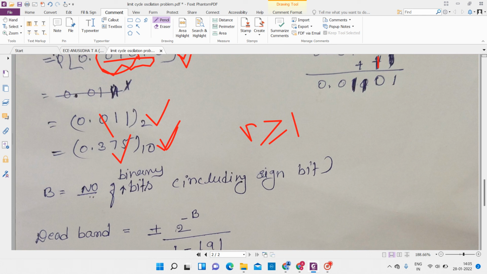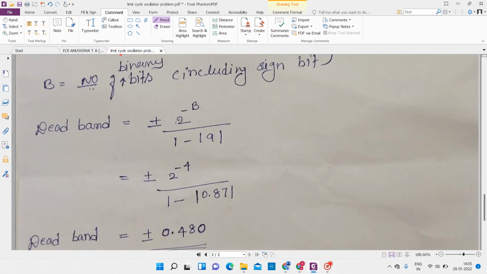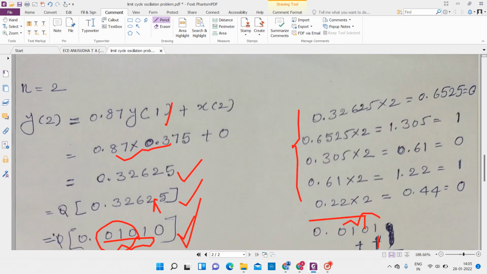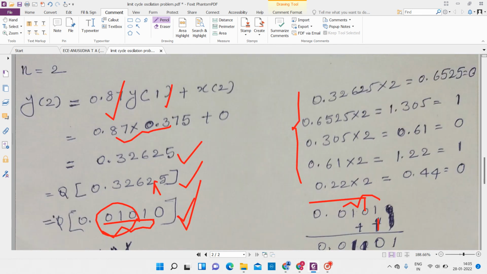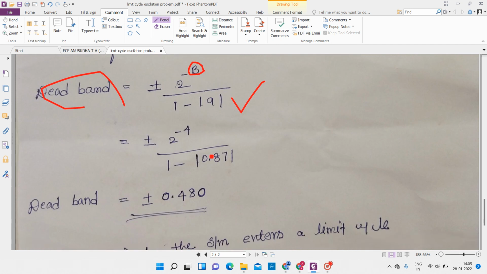Afterwards we have to find the dead band. Here I have taken capital B. In order to find the dead band, this is the equation: plus or minus 2 to the power of minus capital B divided by 1 minus modulus of A. Here our capital B is 4 bits. Here A is the constant value given in our equation, 0.87. Just substitute those values in this equation and you will find the dead band, that is plus or minus 0.48. So that's all.